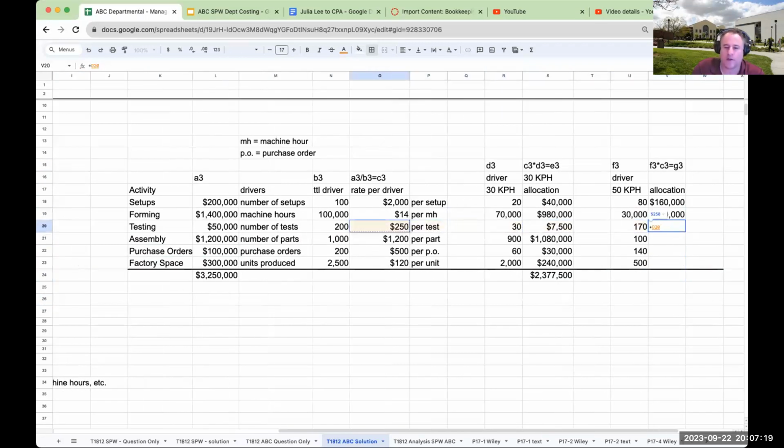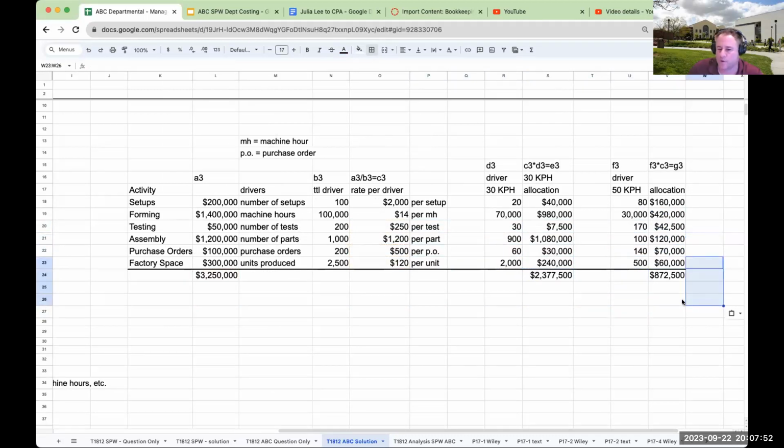So over here, I'm going to go ahead and just multiply these out. 1,200 per part times 100 parts, 500 per PO times the number of the driver. And then over here, this is 120 per unit times the 60,000. So when I add these amounts up, it equals 872,500, which if we remember over here, is going to be the amount that we thought it would be, but we want to make sure that we check our work.